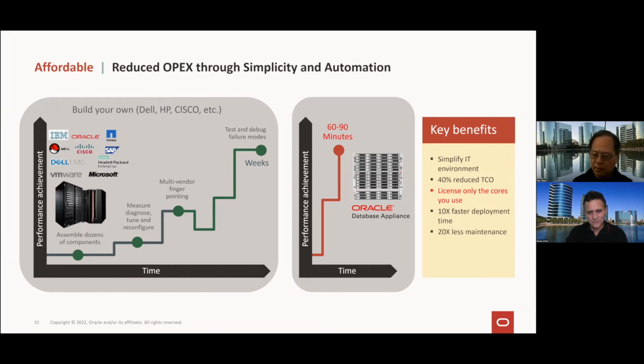And then also the other big equation for our customer is with the ODA, you can license only the cores you need. We have this capacity on demand licensing that's only available to Oracle Database Appliance and other engineered systems, right? On the bare metal, you can activate only the cores you need for your workload, and then you can increase gradually as your needs increase. So we have some data that shows it's 10 times faster to deploy Oracle Database Appliance than building your own infrastructure. And in terms of maintenance costs, it is 20 times less. So that's the third value proposition, the affordability.